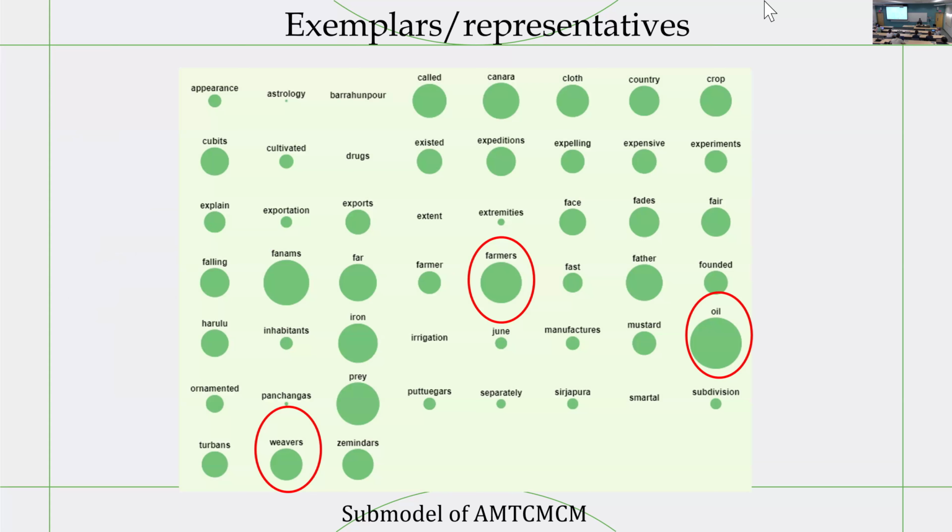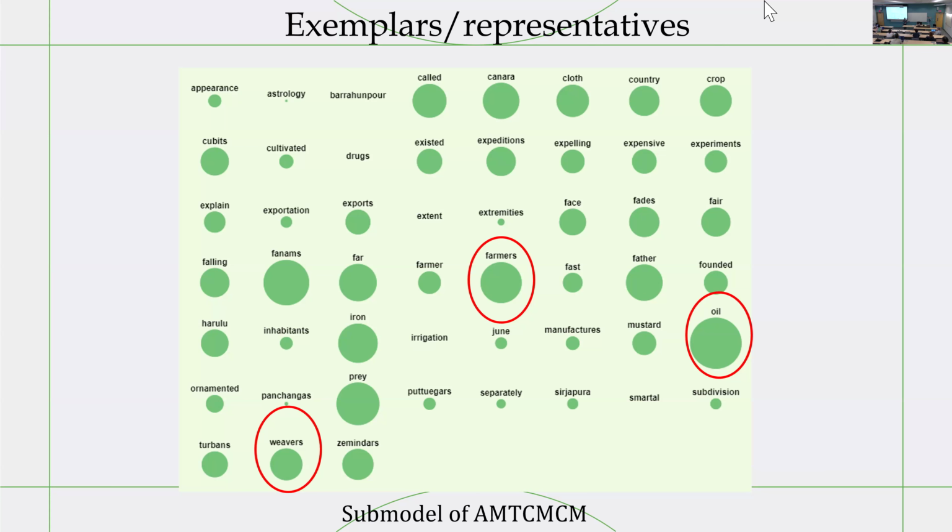Okay, so let's look at the exact words that appeared for this cluster. This is the model of the first text. You could see I just highlighted some of the important information that it extracted. For example, oil, farmers and weavers, zamindars, turbines, irrigation. I didn't clean the text using lemma or stem, so that's why farmer and farmers also appear together. But these are important nuanced information, because oil and drugs should also be somewhere here. The drugs over there didn't have a big bubble.